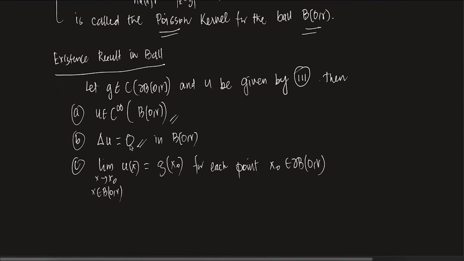And what did you get? The u which you get from here, that u is C infinity. Laplacian of u satisfies this, equals 0, and the boundary condition is satisfied in this way. Basically, you take any point on the boundary, and that is approached by u. So the limit as x tends to x naught, u of x goes to g of x naught. With this we are going to end this.